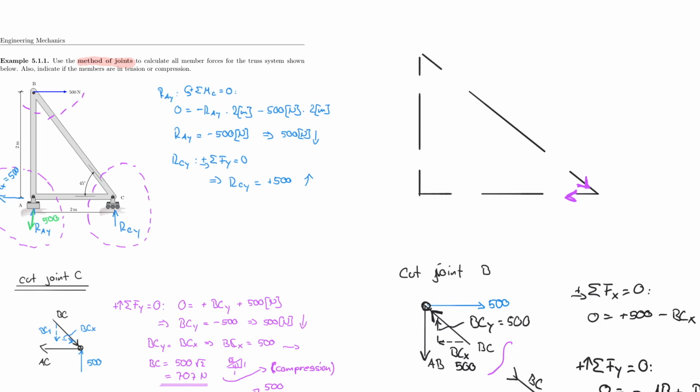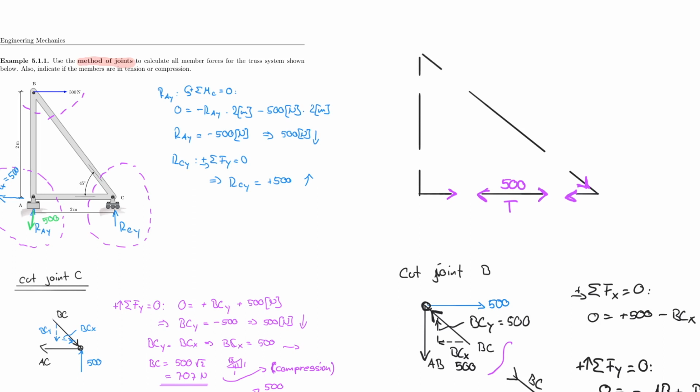And now I can continue this logic. So I'm going to start with AC, and I put this component in tension. And the way I show that is first the inner part, the member, is in tension if I do it like this. And on the other side, it has to go like that. And the value we found was 500, so 500 Newton in tension.